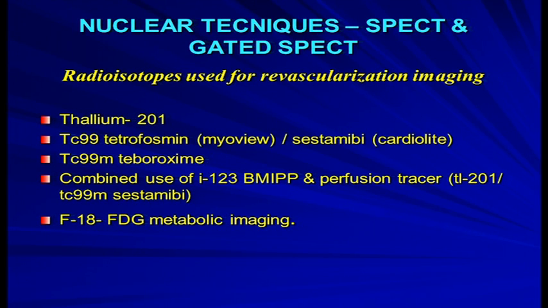So what are the nuclear techniques? There are so many nuclear techniques. Thallium-201, when we started about 3 or 4 decades back, we have a huge database. Then technetium labeled agents came, then technetium tetrofosmin, then combined fatty acid with perfusion tracer, and lastly, on which I am going to talk within about 8 minutes, fluorine-18 FDG metabolic imaging.